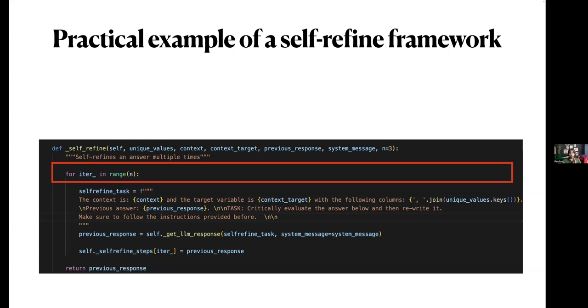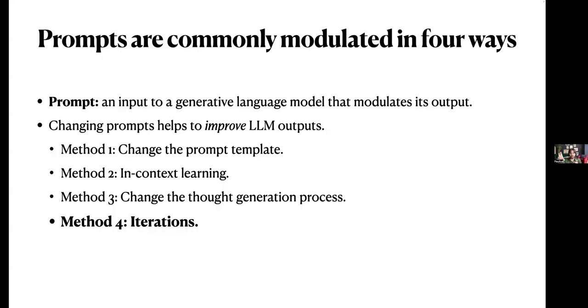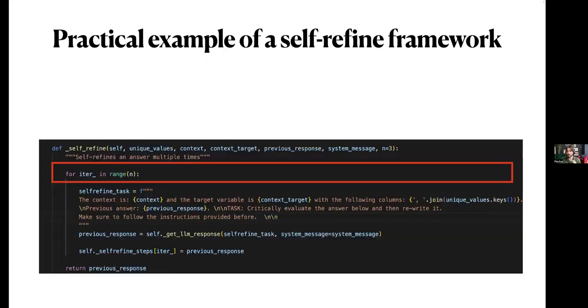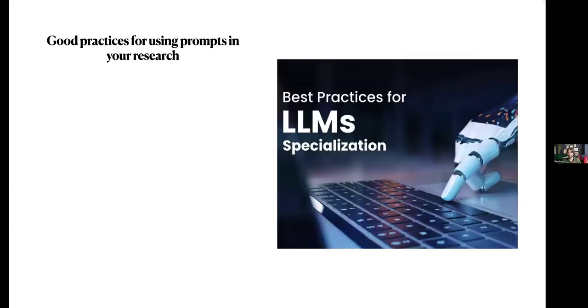Good. Just to reiterate, we had changing the prompt template, in-context learning, changing the thought generation process, a bunch of ways you can do the thought generation, and then doing it multiple times. People have been combining them. There's no really hard science. It's very much an empirical practice. People are just trying what works, combining them, and observing that some things happen to work more than others. But there are some good practices that you can use.